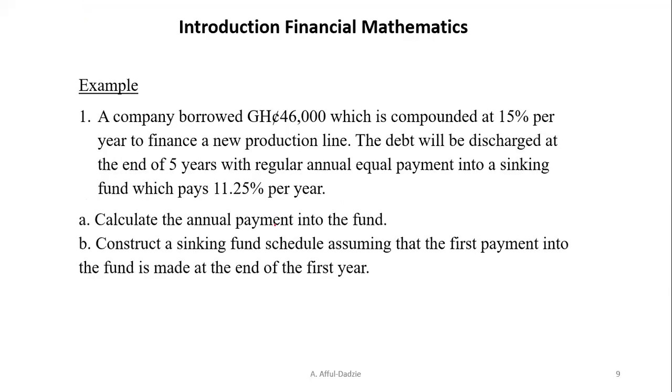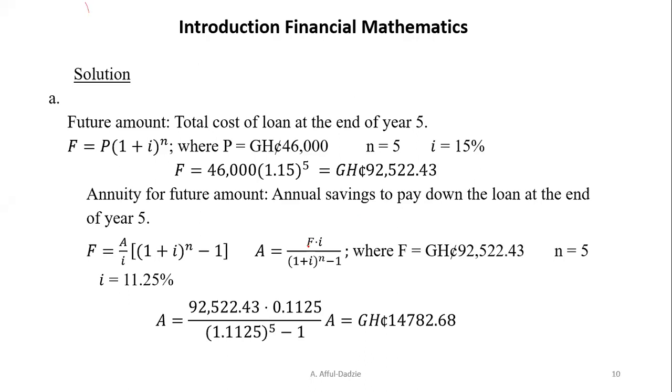Please look out for these kinds of things. Someone understood, and all of them understood. At least I was happy. It means that when I taught the sinking fund, they understood, but they did not understand the concept. A company borrowed 46,000. It means they have taken this amount, which is compounded at 15% per year, to finance a production line. The debt will be discharged at the end of 5 years with regular annual payments into a sinking fund. Calculate the annual payment into the sinking fund. So we have to first find the future equivalent. The future equivalent of this is 92,522.43.